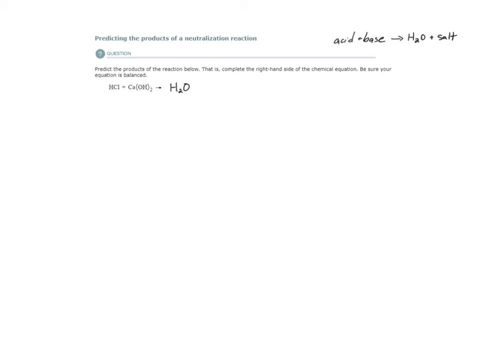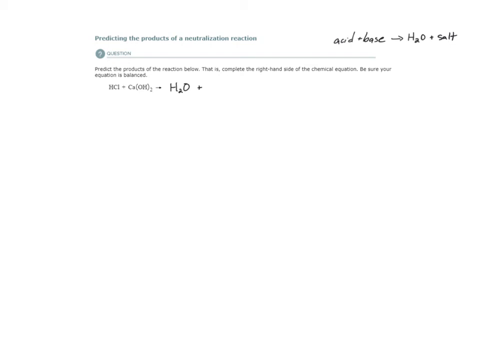Now I notice that ALEKS, in this particular topic, hasn't stressed the states of matter. So I'm actually not going to include them as I write the chemical formula for my products as well. Okay. So we have water produced and we also have a salt produced. The question is, how do I know what the salt is?